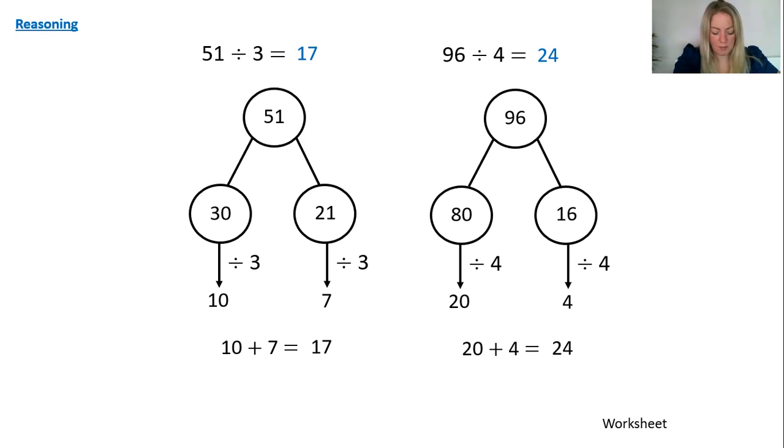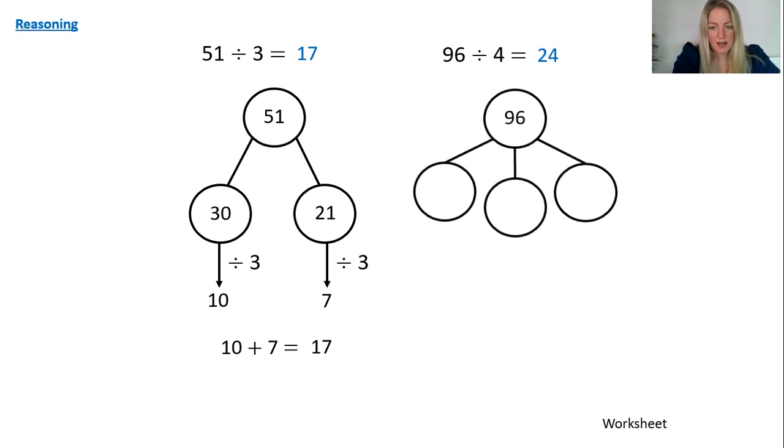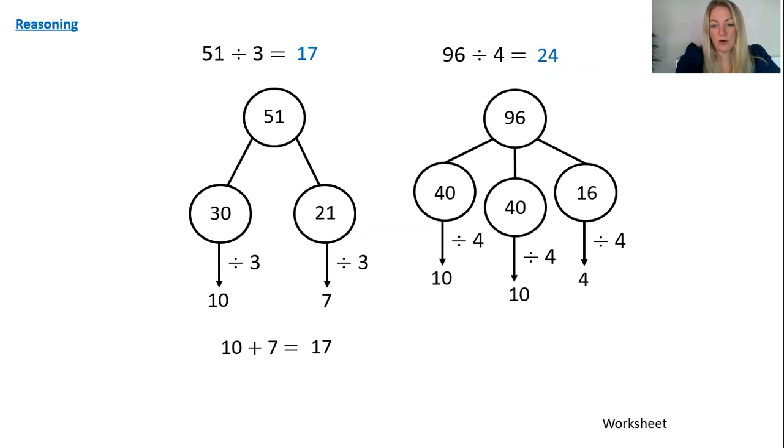I'm going to show you one more method, another way of also solving this. So you might consider partitioning 96 into 3 parts. So 40 and 40 and 16, that's still 96 altogether. 40 divided by 4 is equal to 10. And 16 divided by 4 is equal to 4. So let's recombine those divided parts. 10 plus 10 plus 4 is equal to 24.